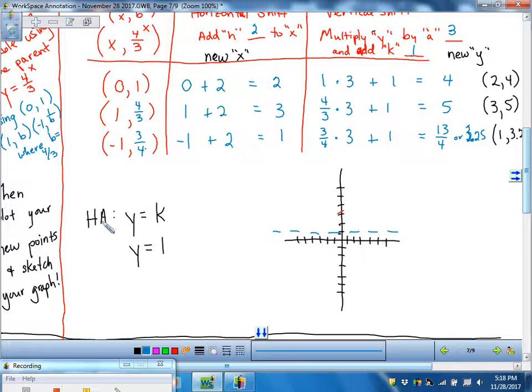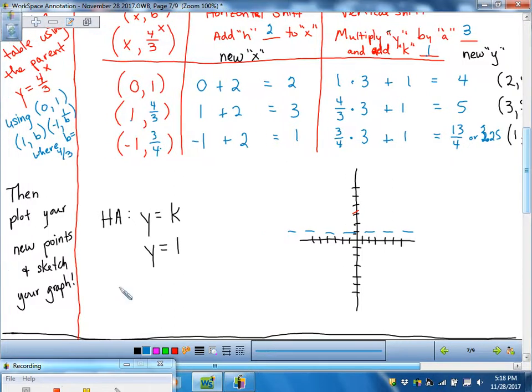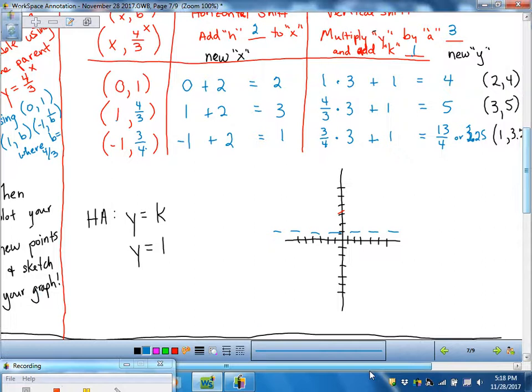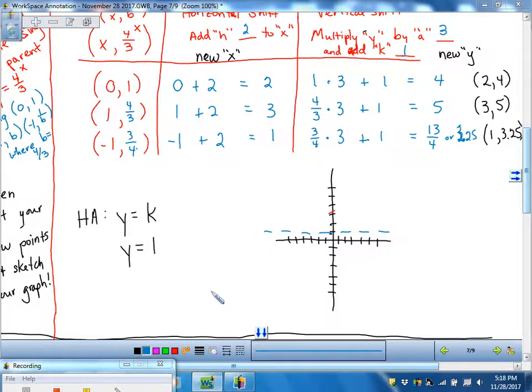So the first thing I'm going to do is plot my horizontal asymptote, and then I'm going to take these points and I'm going to plot them. And that's what this says, plot your new points and sketch your graph. And we should have a pretty good sketch of what the graph looks like.